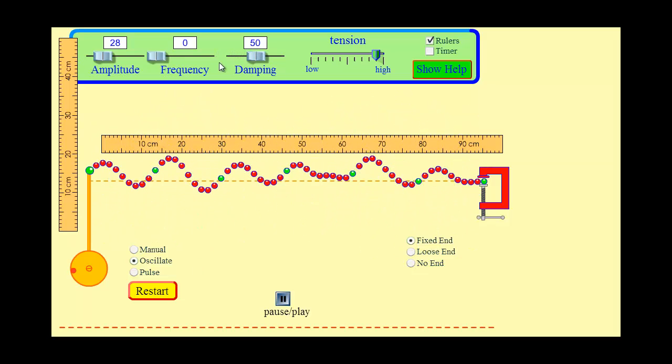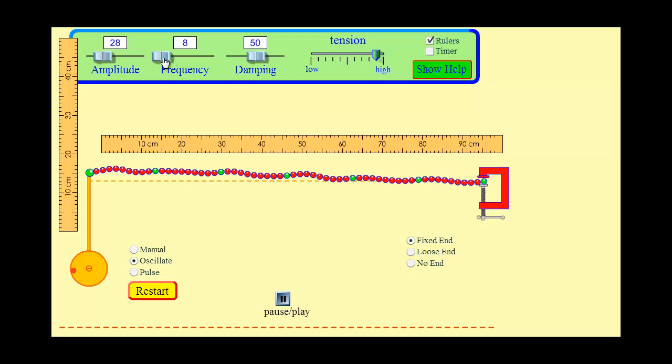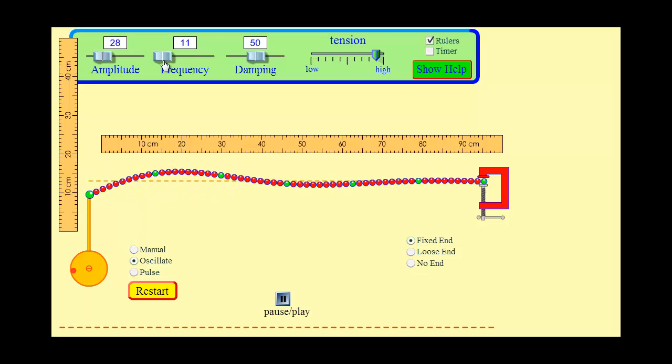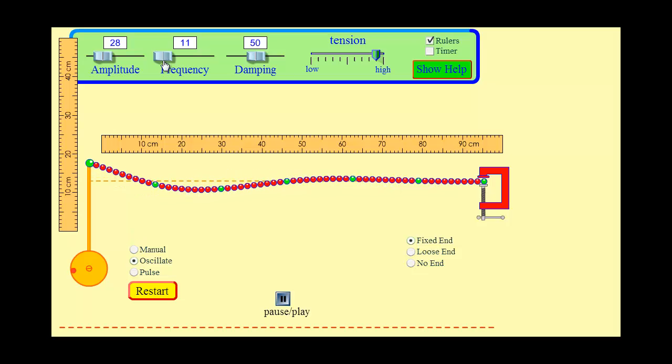So this is what frequency is all about, and the SI unit of frequency is Hertz, after the name of a scientist. Now the time period is the time it takes for one complete oscillation.